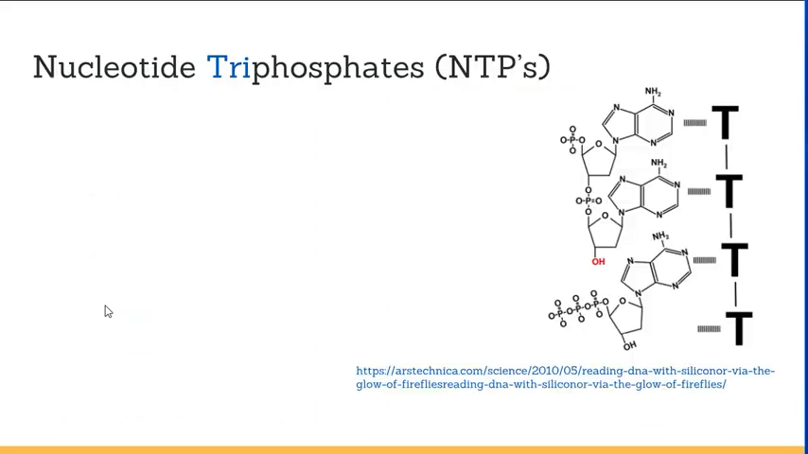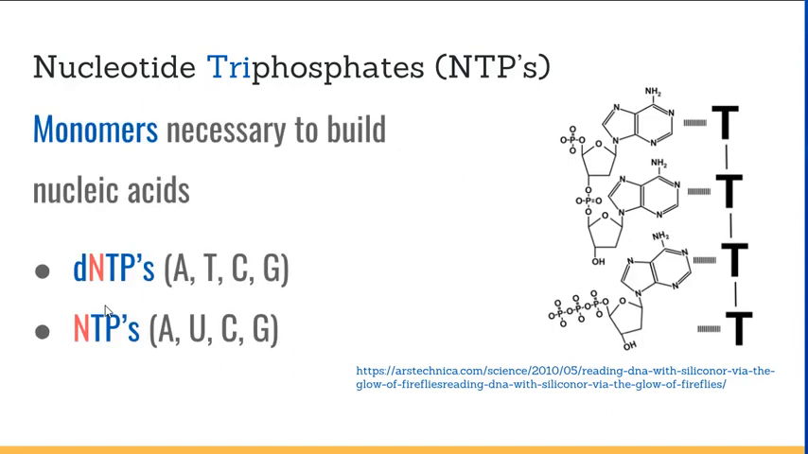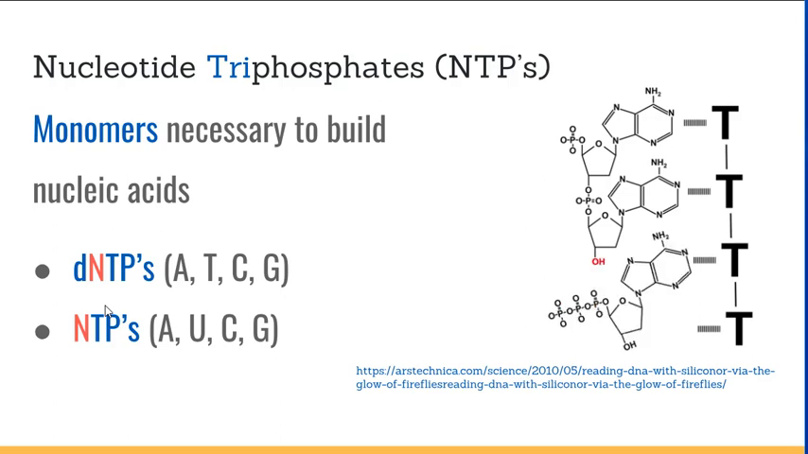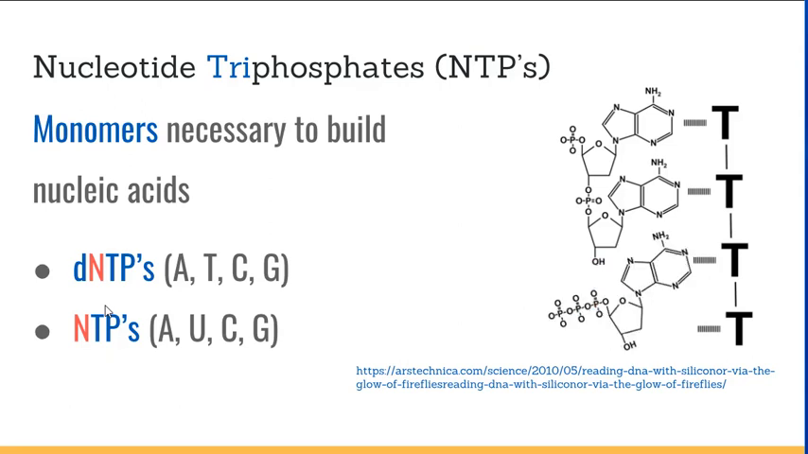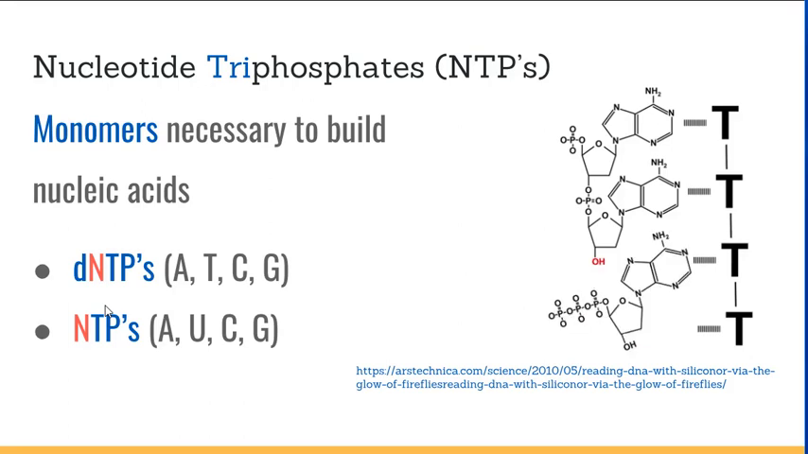For nucleic acids to be polymerized, nucleotides need to be readily available to a cell. The nucleotides are pre-assembled in a cell and have not 1, not 2, but 3 phosphate groups on them. In this form, they are called nucleotide triphosphates, or deoxynucleotide triphosphates. They are abbreviated as dNTPs for synthesizing DNA, or NTPs for synthesizing RNA. Each specific nucleotide type, such as adenine, thymine, or cytosine, originates as a nucleotide triphosphate.